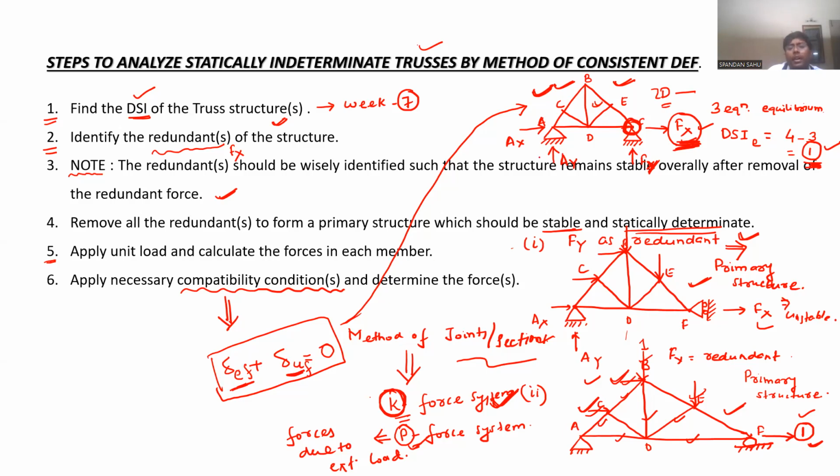Now tell me, this F point cannot move in horizontal direction, but when you come to this primary structure, under external load also it can move along X direction, and due to this 1 unit load, which is applied along that direction, it can also move. So when you combine those things, that should be equal to 0, because in the main structure, this point F is not going anywhere. So this is the compatibility condition.